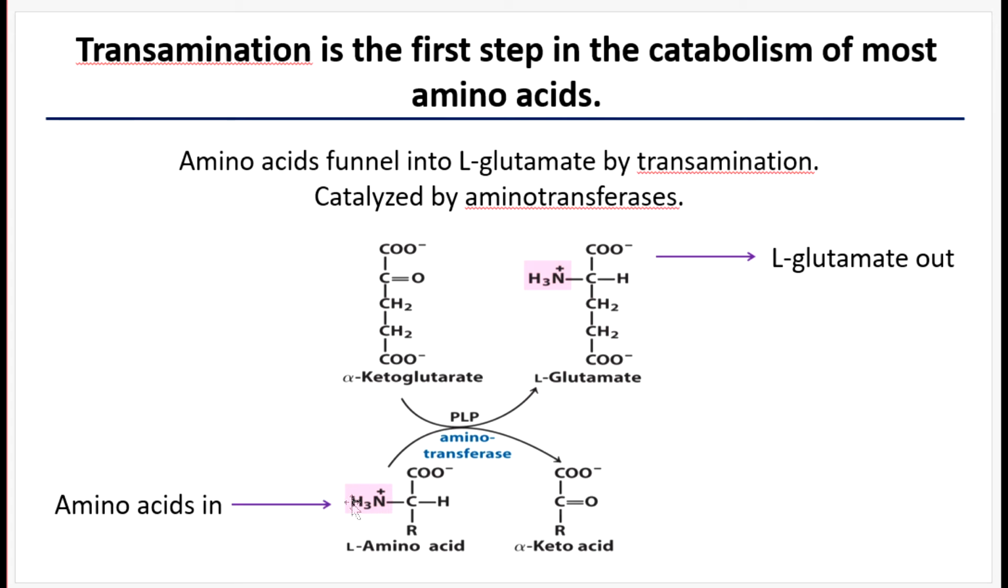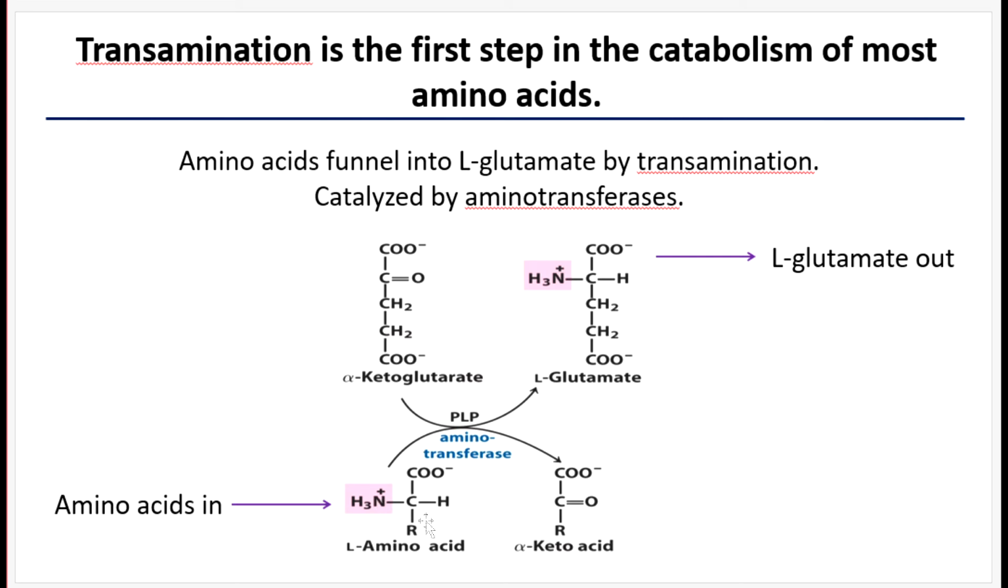And then we transfer this amine group through the action of this enzyme, aminotransferase, to a molecule of alpha-ketoglutarate. And so the substrate for this aminotransferase is any amino acid plus a molecule of alpha-ketoglutarate. And then what comes out is L-glutamate and alpha-keto acid. And so we are consuming a molecule of alpha-ketoglutarate, which, if you recall, is coming from the citric acid cycle. And so we have to use a citric acid cycle intermediate here in order to get this amine group off of our amino acid. And then we generate L-glutamate, and then this remaining carbon skeleton.